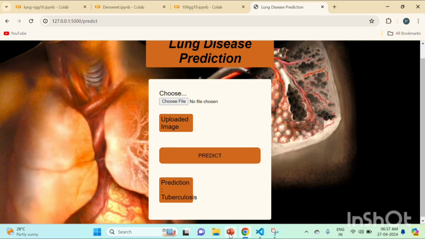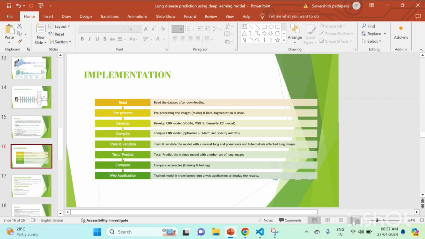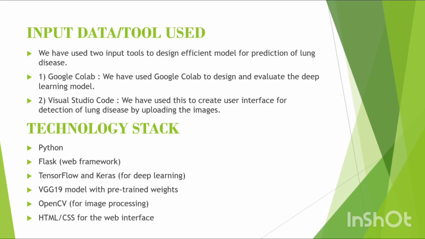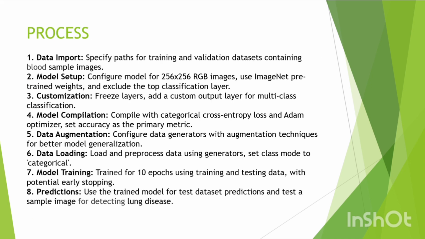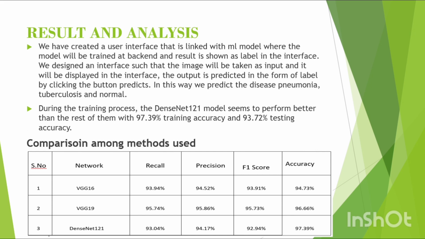And coming to the PPT, this is the input data tools. We used Google Colab for writing and implementing the code, and Visual Studio Code for implementing the user interface. And the technology stack is Python, Flask, TensorFlow, and Keras, and all the models which are used: VGG16, VGG19, and DenseNet 121, and OpenCV, HTML, and CSS for the web interface. And the process we have already seen.